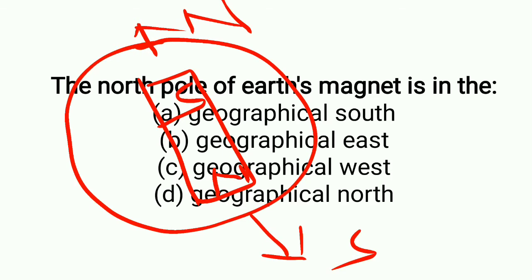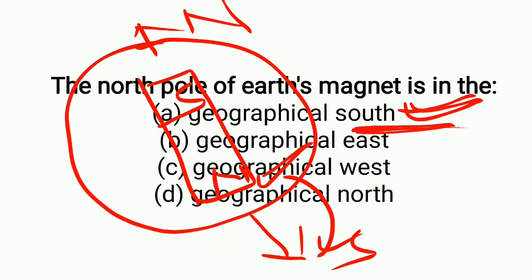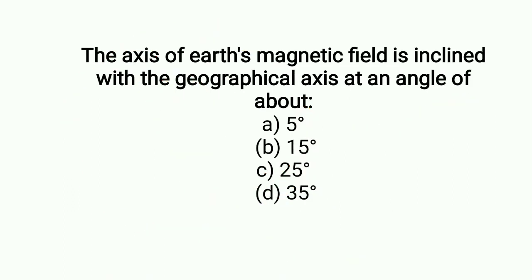Okay, now the question is the north pole of Earth's magnet. The north pole of Earth's magnet is here, it is in the south, geographical south. So the answer is option A, geographical south.